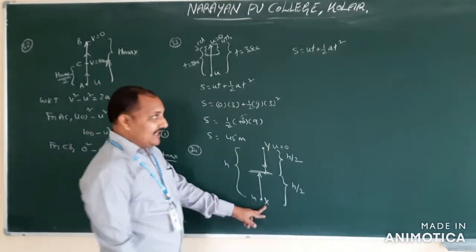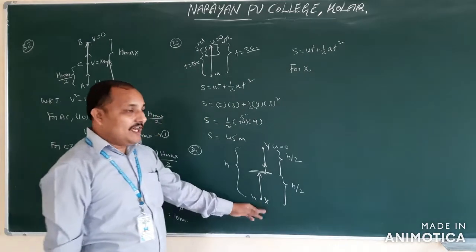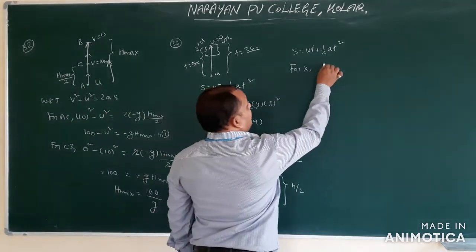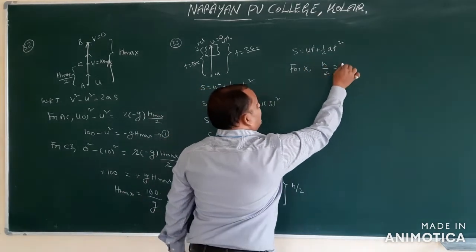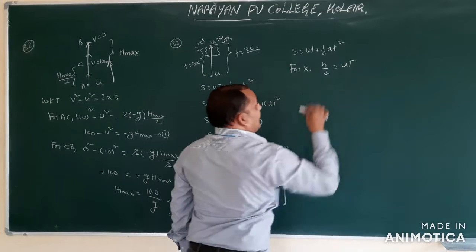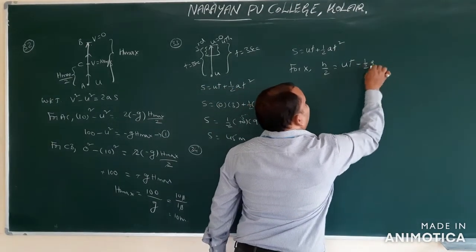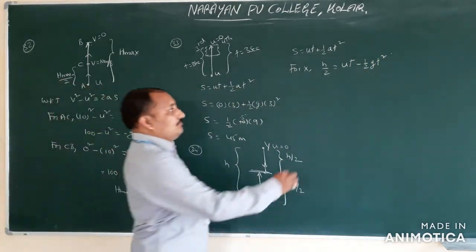So for x I am writing first. Which body is x? Vertically projected body. Therefore initial velocity u. How much height is it covering? h by 2 is equal to u into t, and for a vertically projected body a value is minus g, so minus half g t square. Call that equation number 1.